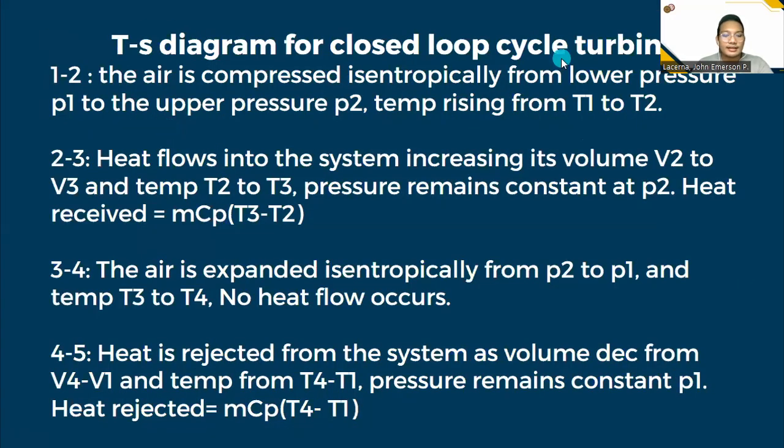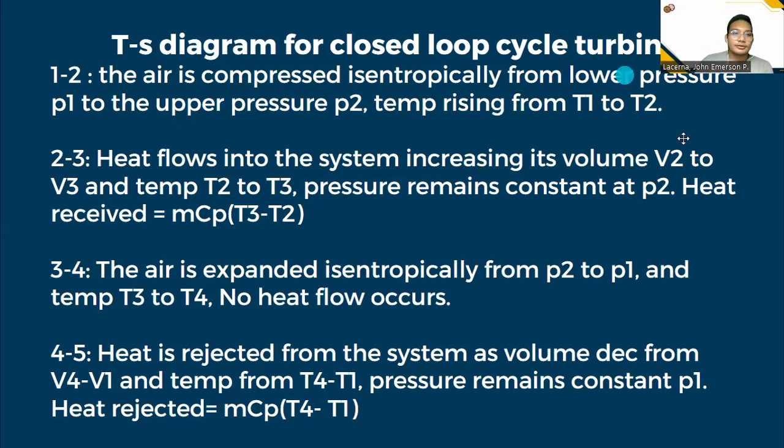And we have the TS diagram for closed loop cycle turbine. Okay. Process 1 to 2, the air is compressed isentropically, meaning the entropy of the fluid or gas remains constant isentropically.